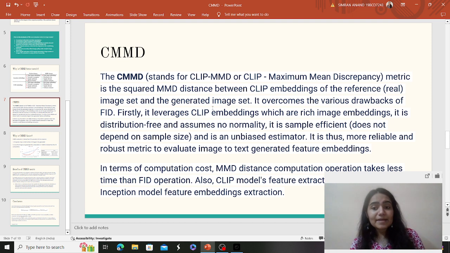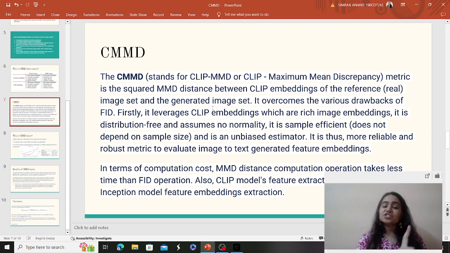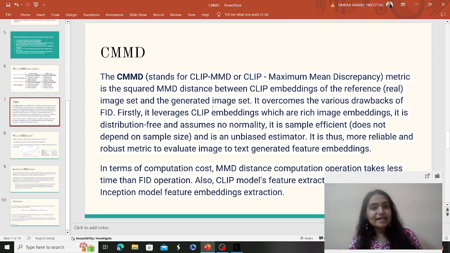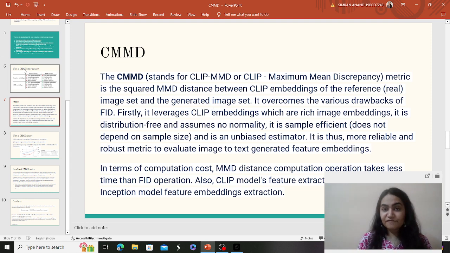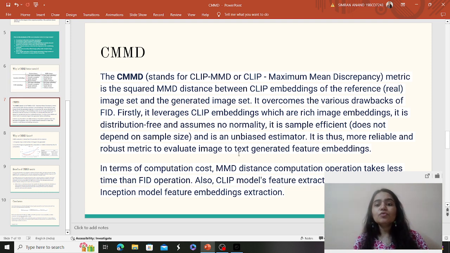It leverages CLIP embeddings, which are rich image embeddings. It is distribution free. These are all the advantages which were already covered. It assumes no normality, which is, I would say, a very big pro compared to FID, because it helps you eliminate the assumption that the distribution should be a normal distribution. So that assumption is eradicated. You don't have such an assumption anymore.